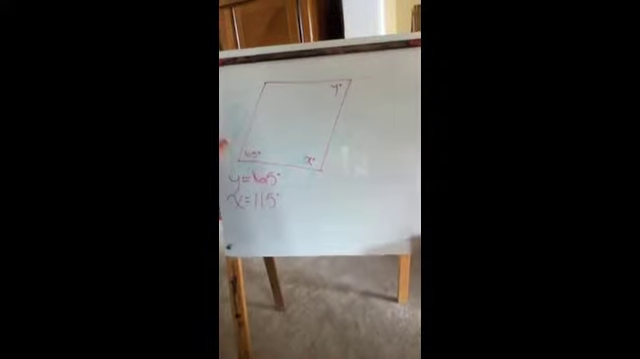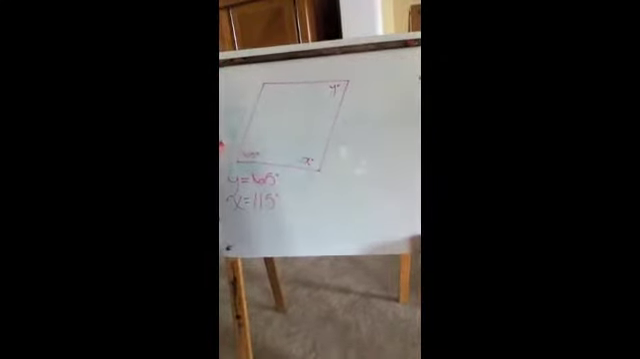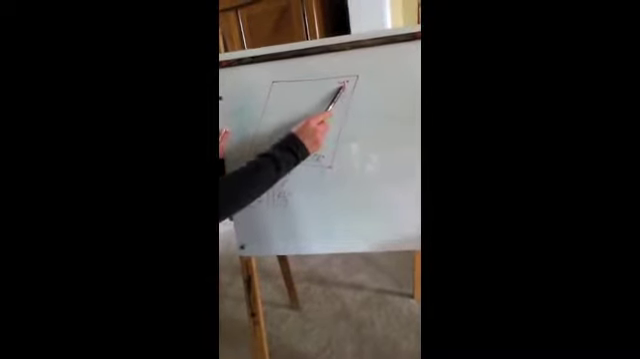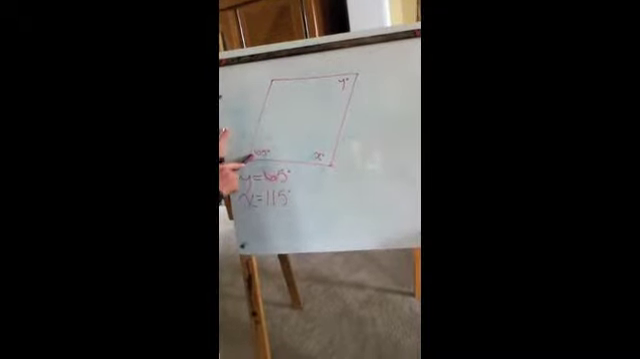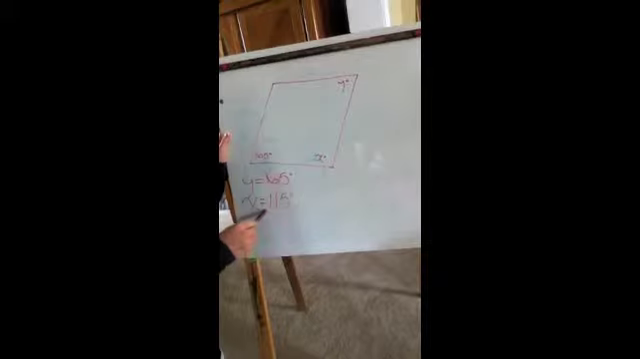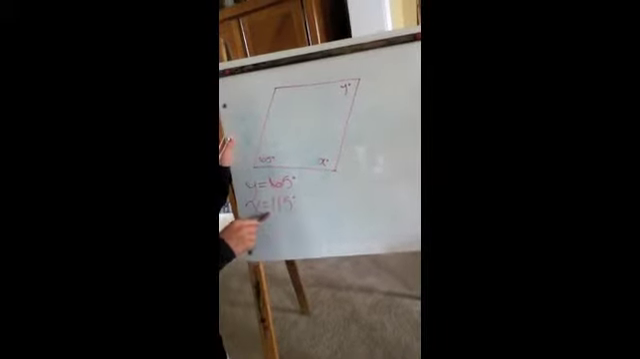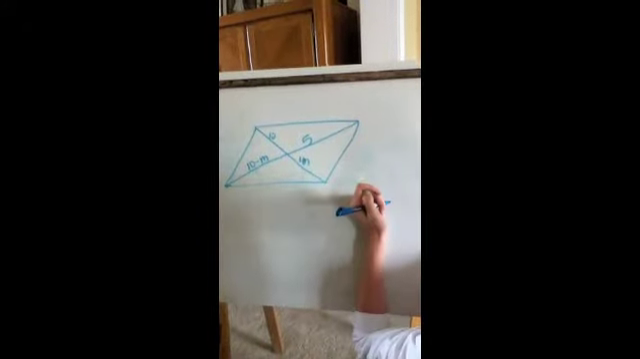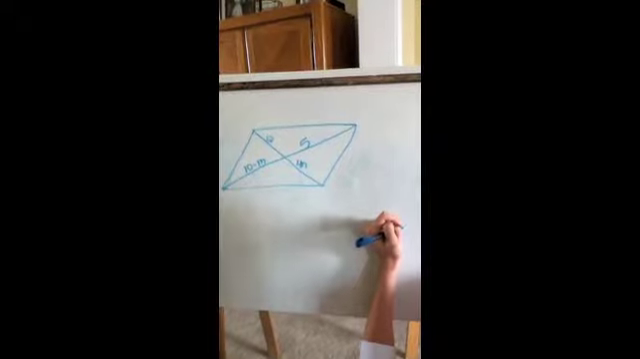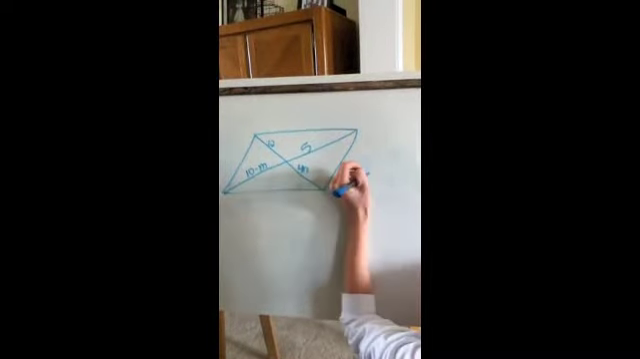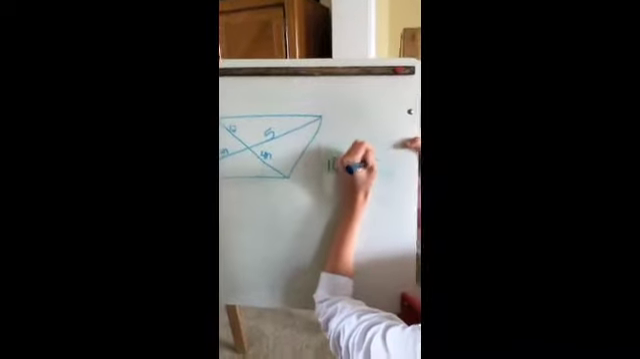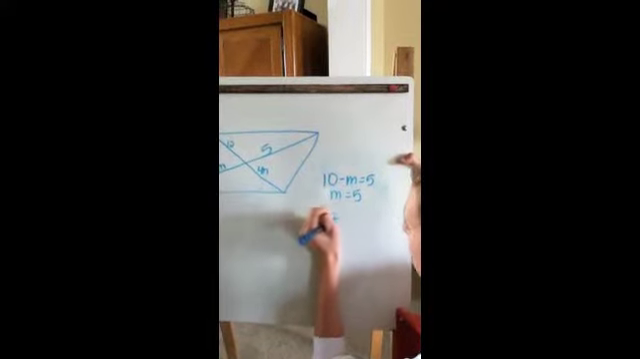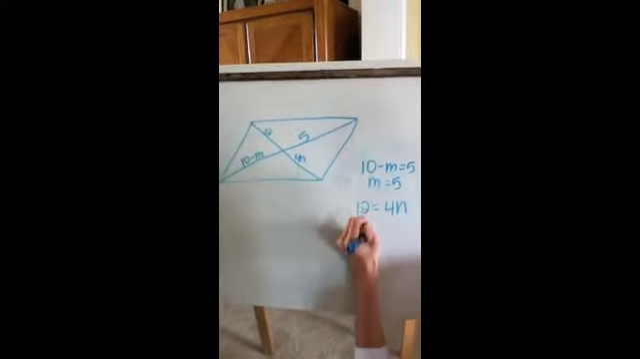Go. As Theorem 8.5 states, opposite angles in a parallelogram are congruent and consecutive angles are supplementary. So y equals 65 degrees because it is opposite of the angle that is 65 degrees, and x is 115 degrees because it is supplementary to the angle that is 65. As Theorem 8.6 states, diagonals bisect each other in a parallelogram. So 10 minus m equals 5, so m equals 5. And then 12 equals 4n, so n equals 3.